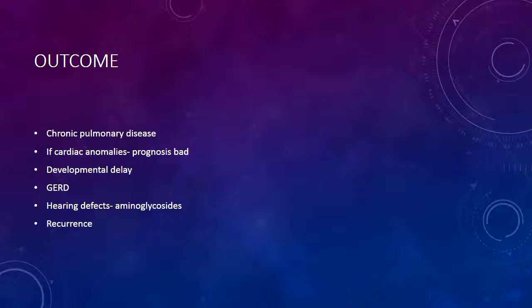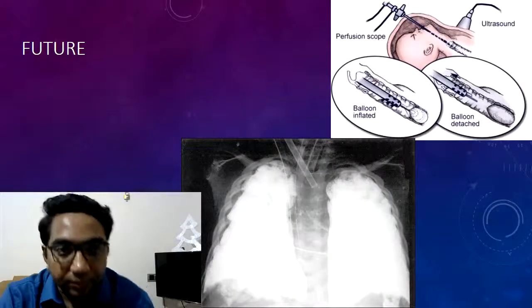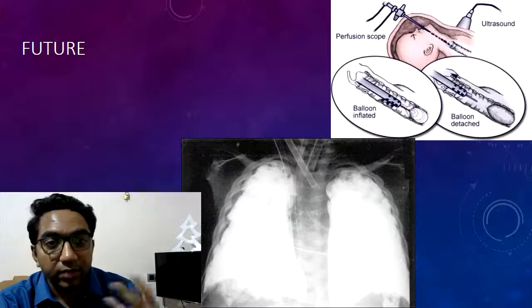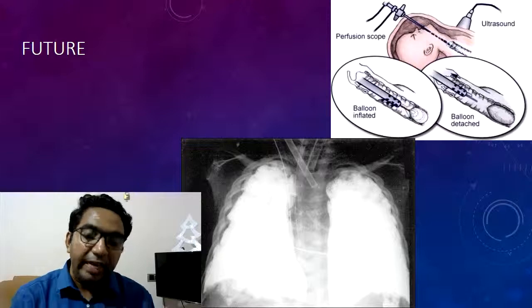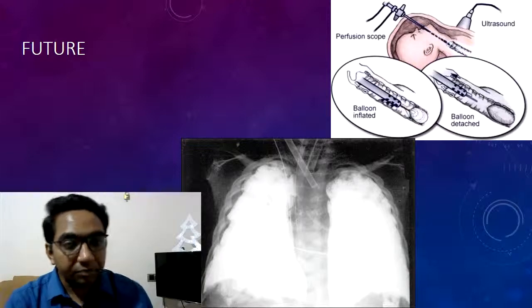The patient may have hearing defects. Some scientists attribute it to the aminoglycosides which are given in the perioperative period. In some cases there can be recurrence, and in many of the cases there can be adhesive intestinal obstruction in case of congenital diaphragmatic hernia. When we say future, are there any utility for in utero intervention of congenital diaphragmatic hernia?